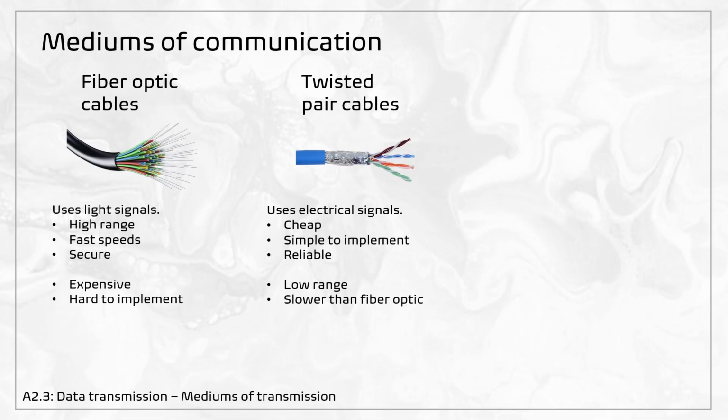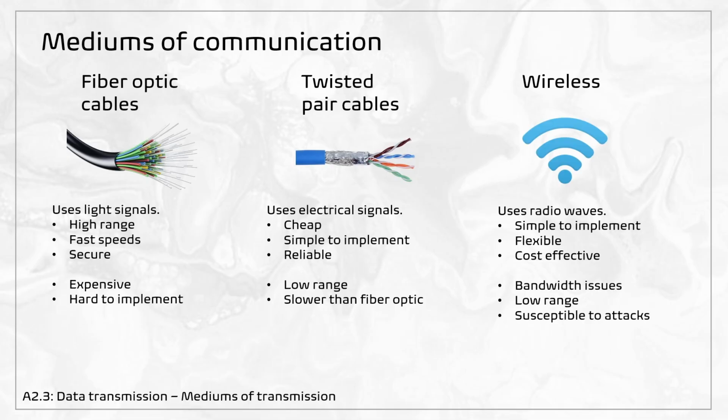You can think of these as a level down from fiber optic cables. They're easier to set up and are still reliable, but in terms of performance, it's a direct downgrade. Finally, we have wireless. Wireless uses radio waves with different frequencies to transmit data. It's the most flexible and simple to implement, making this the go-to option for most home or school networks. However, it can have bandwidth issues, has low range, and it can be accessed by anyone, even unauthorized users.